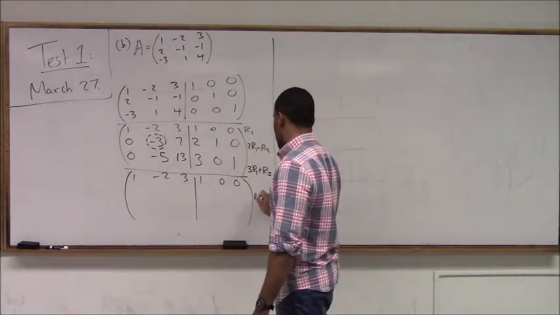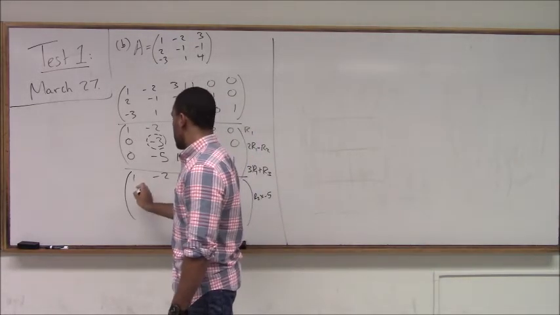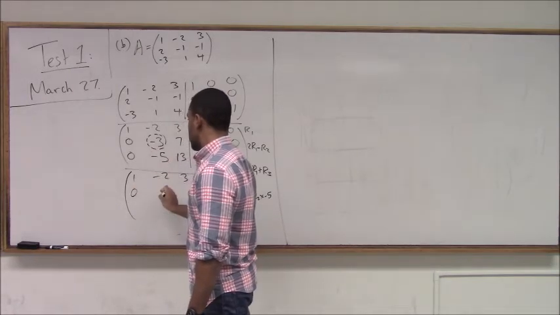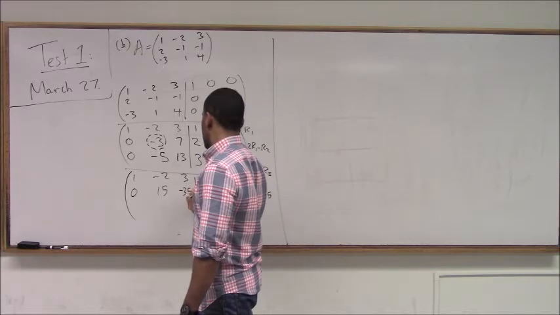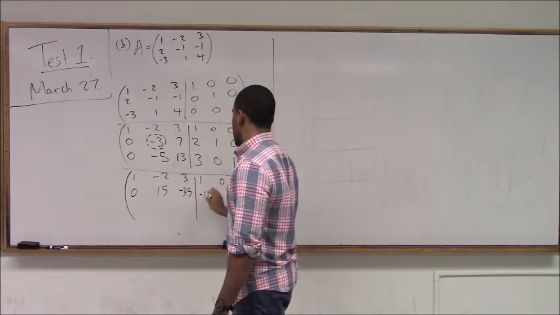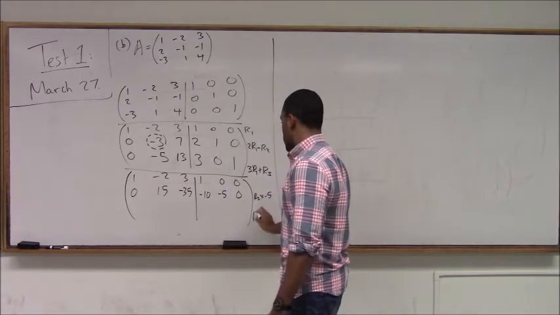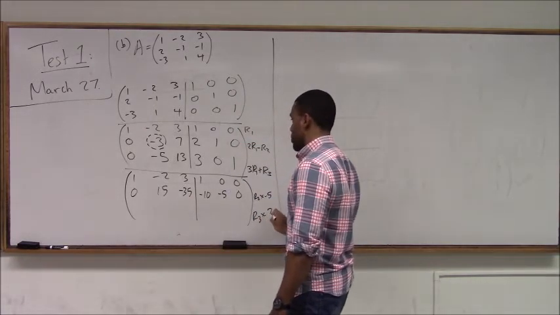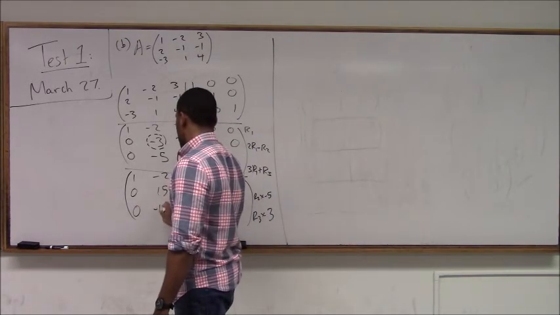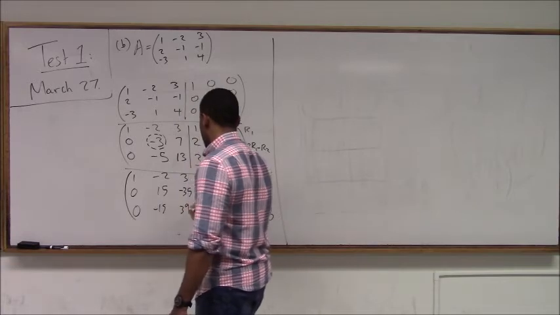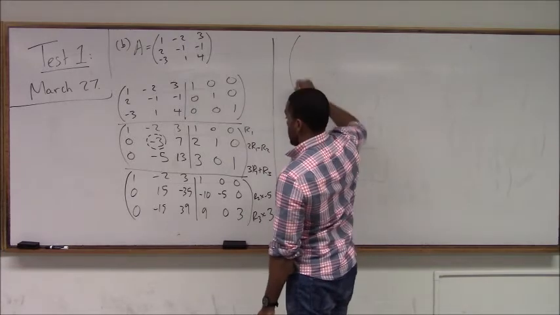So say row 2 times negative 5. What would that become? 0, this would be 15, this would be negative 3, 5, this would be negative 10, this would be negative 5, this would be 0. And I take row 3 and I multiply by 3. So this would be 0, this would be minus 15, this would be 39, this would be 9, this would be 0, this would be 3. And now we can add those two.